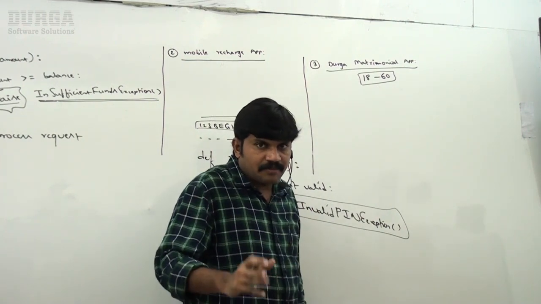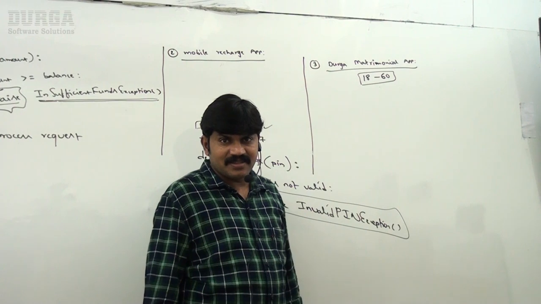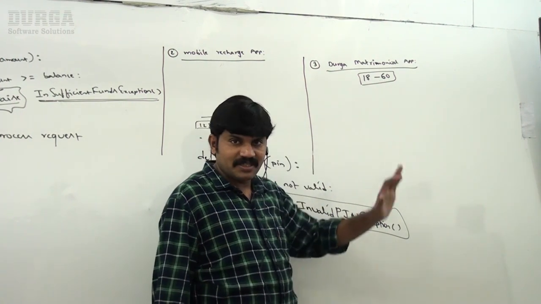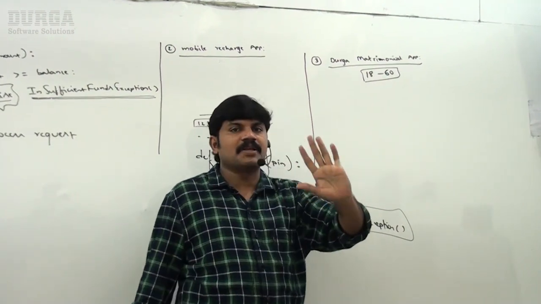Below 18 years, marriage is illegal in India. But after 60 years, even though it is legal, there is no use of going for marriage. Okay, after 60 years, right? Now observe very carefully. I want to develop such type of application.